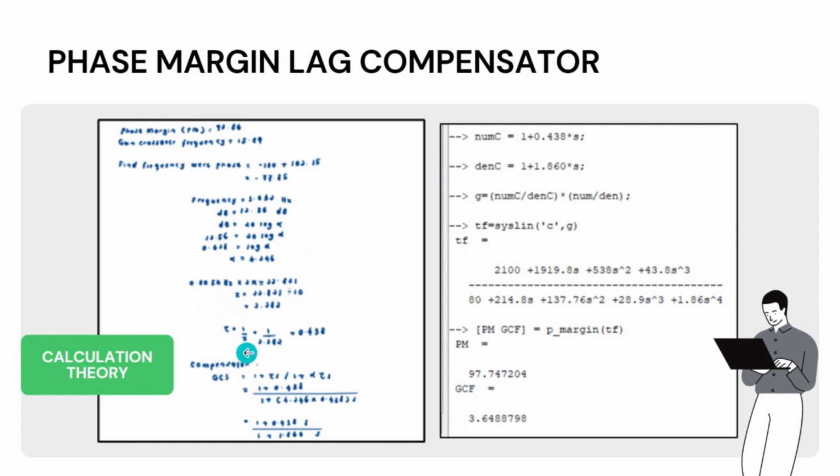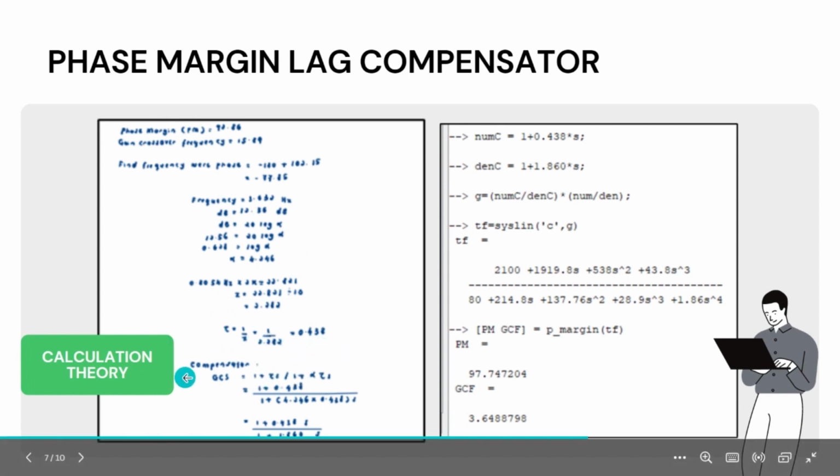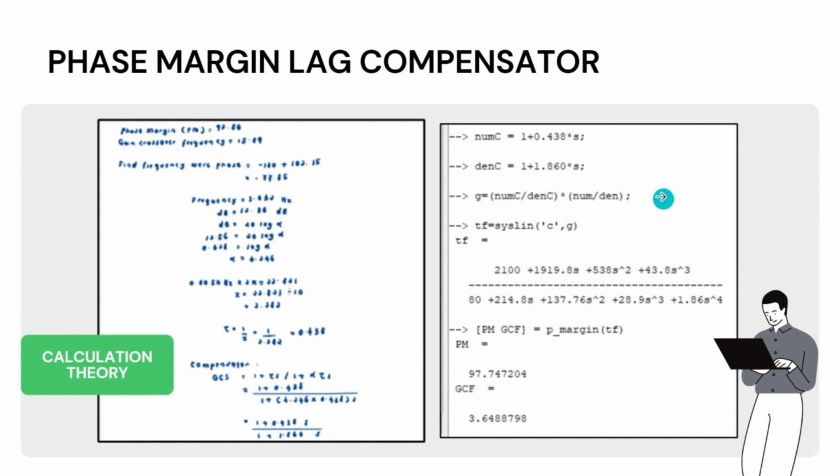So we calculate to get the new alpha value for the lag compensator. This is the tau value, which is 0.438. The transfer function for the lag compensator is 1 plus 0.438s over 1 plus 1.860s. This is the line for the operation, and this is the transfer function for the lag compensator.